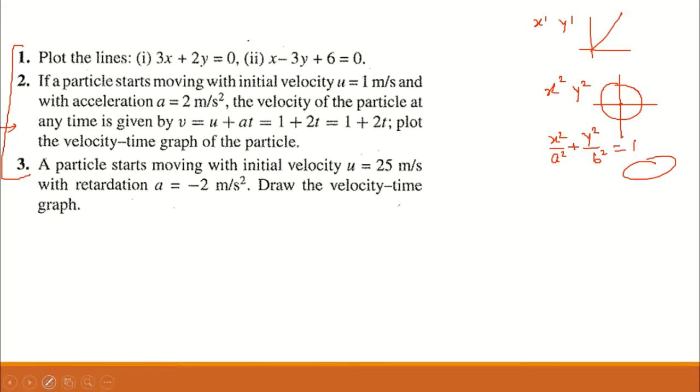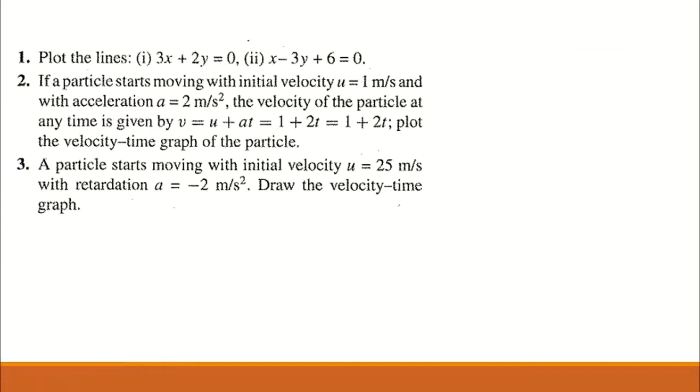In the first question he is asking about to draw the graph of 3x plus 2y is equals to 0. So if I solve it, it will be 3x is equals to minus 2y, or y is equals to minus 3 by 2x. It means the slope is minus 3 by 2. Now if I want to draw the graph, so at x is equal to 0, y is equal to 0, x is equal to 1, y is equal to minus 3 by 2. At y is equals to 1, x is equals to minus 2 by 3.